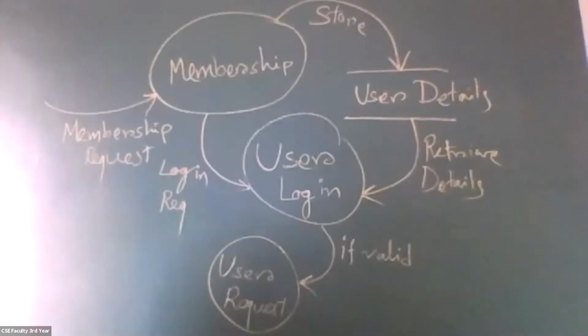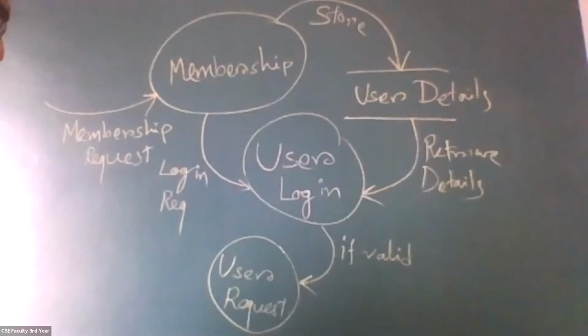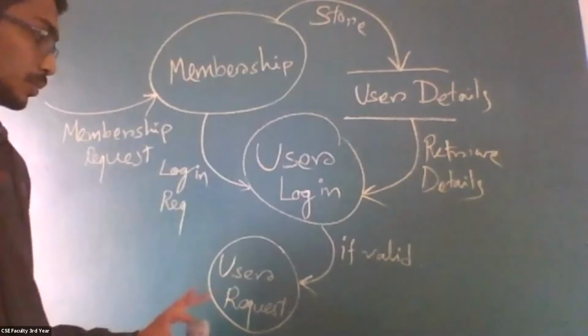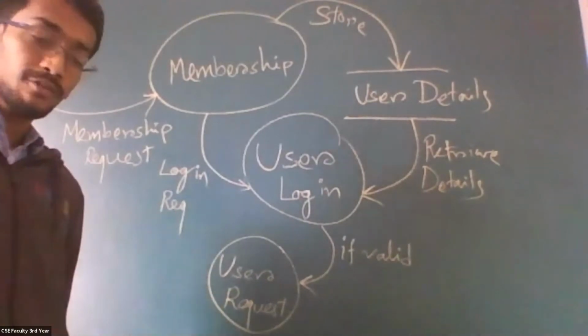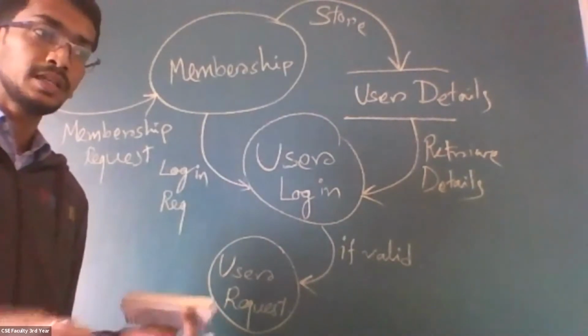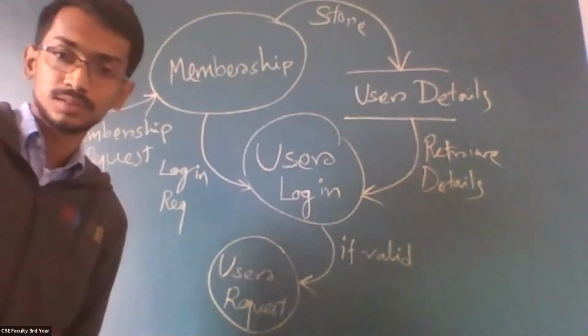Take a screenshot or you can note it in copy. We have to expand user request in level 1 only, sir. No, you just have to show the overview of the processes. When we are in level 2, we'll show the details of that process, means in level 2, we'll show the sub processes.